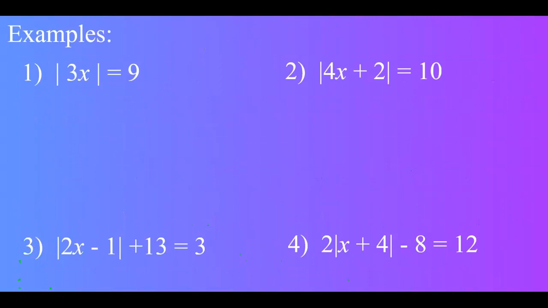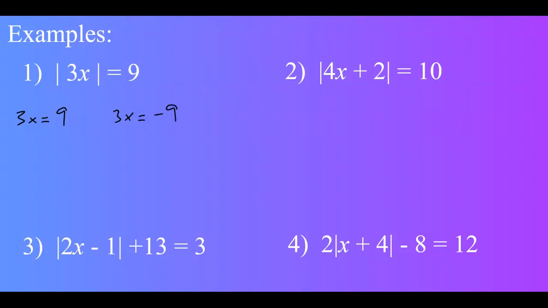So starting off with number 1, the absolute value is already by itself. There's nothing else on the left side except for the absolute value of 3x. It's equal to 9. 9's positive, so we know we're going to have solutions. If that was a negative 9, we could stop right there and say there's no solution. But it's a positive 9, so we're good. So what we're going to do, you're going to take what's inside the absolute value. So in this case, that is 3x. And whatever's inside the absolute value could come out to be 9, or it could come out to be negative 9. Either of those are possible.